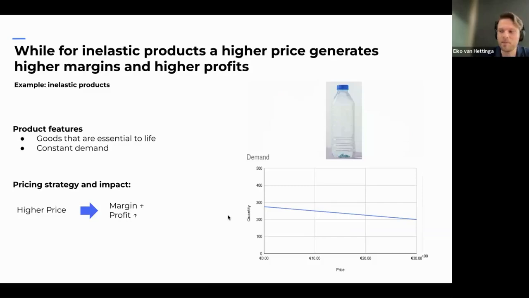Let's look at a product that is rather inelastic. That's typical products that are essential for life, constant demand, also usually less competition.